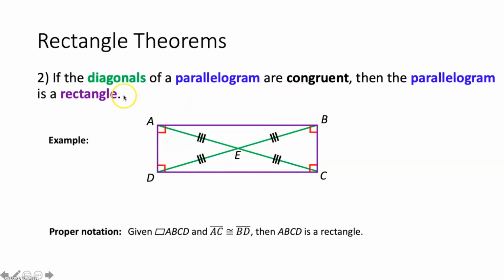The next rectangle theorem says if the diagonals of a parallelogram are congruent, then the parallelogram is a rectangle. So this is just the converse of the one we just talked about. If we know that the diagonals of a parallelogram are congruent to each other, so if we know that quadrilateral ABCD is a parallelogram, and we know that segment AC or CA is congruent to segment BD or DB, then we know ABCD has to be a rectangle.